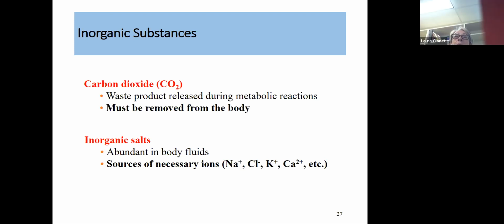Inorganic salts are abundant in body fluids. They're sources of necessary ions. Oh gosh, we'll get into all kinds: sodium, chloride, potassium, calcium, hydrogen ions, bicarbonate ions, all different kinds of ions.